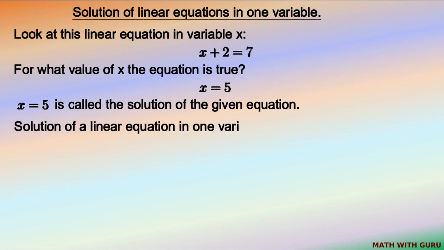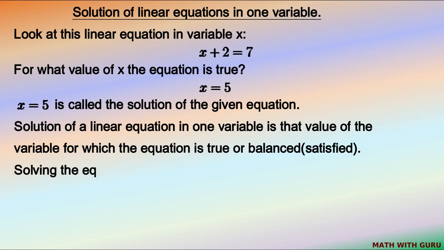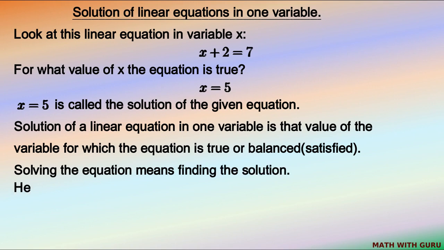The solution of a linear equation in one variable is that value of the variable for which the equation is true or balanced. We can also say the equation is satisfied. Is there any value other than 5 which satisfies the given equation? No, there is only one value. Solving the equation means finding the solution.